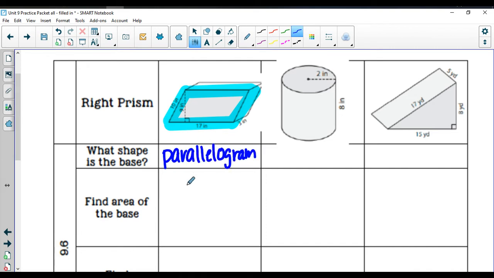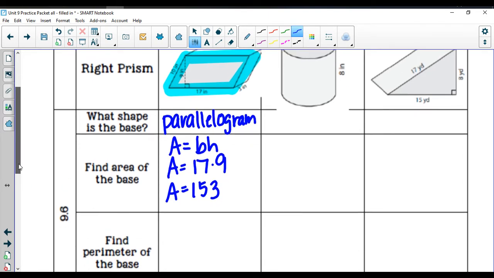To find the area of my base, the area of a parallelogram is base times height. So when I look at the base, I see 17, and the height is going to be 9. So 17 times 9 is going to give me 153. I'm not going to worry about units until the very end.